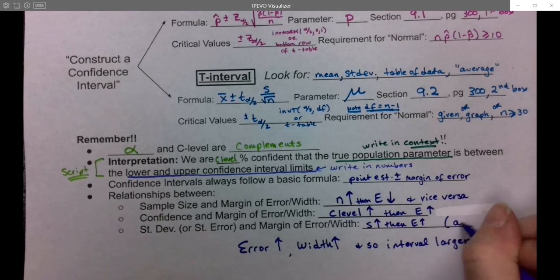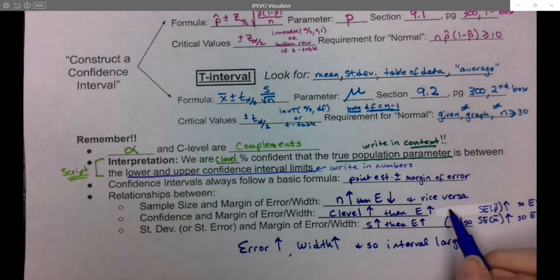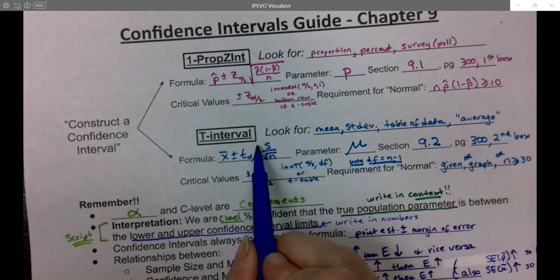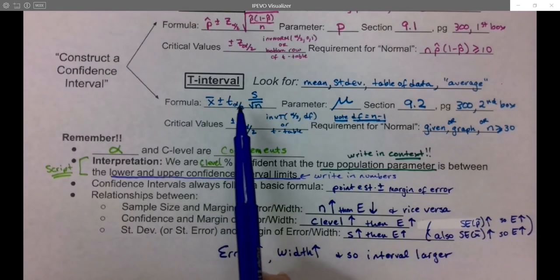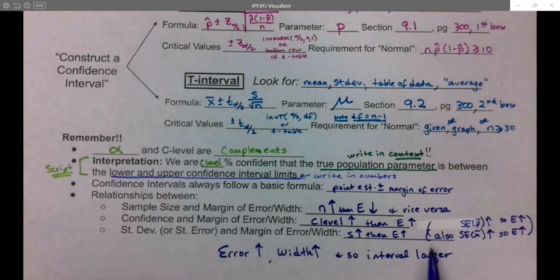Technically also, if standard error of the x bar goes up and or standard error of the p hat, either one, if they increase, then error goes up. They all kind of go together, right? Standard error is this bit of the formula right here. So if it gets larger, then it's going to make the whole margin of error, this back half of the formula, get larger. So that's what I'm saying right here. If s goes up, then error goes up. If standard error goes up, then error goes up. Standard error is just a piece of margin of error. That's where it comes from.